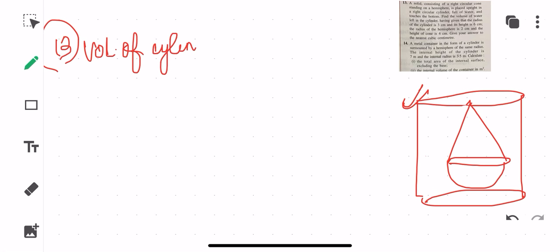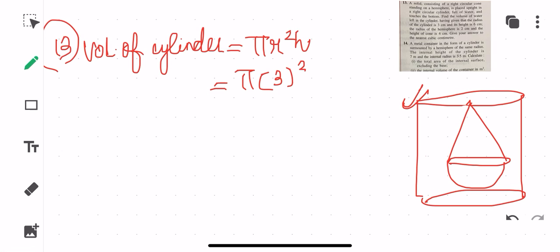So what will be the volume of the cylinder, children? The formula will be given by pi r square h. So what is this equal to? Pi into the radius, which has been given as 3, square, into h, which will be equal to how much? The height has been given, the radius of the cylinder and height as 6. So from here you will be calculating the volume of the cylinder.